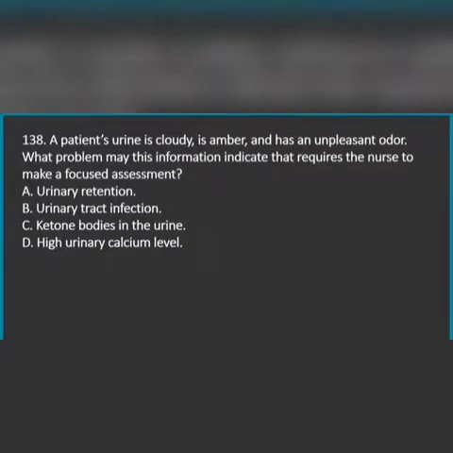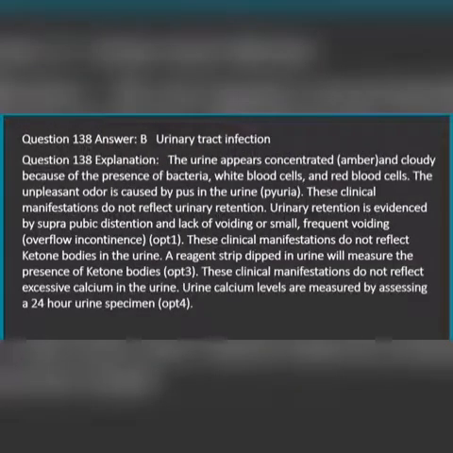Opt 4. Question 138. A patient's urine is cloudy, is amber, and has an unpleasant odor. What problem may this information indicate that requires the nurse to make a focused assessment? A. Urinary retention. B. Urinary tract infection. C. Ketone bodies in the urine. D. High urinary calcium level. Question 138. Answer: B. Urinary tract infection.